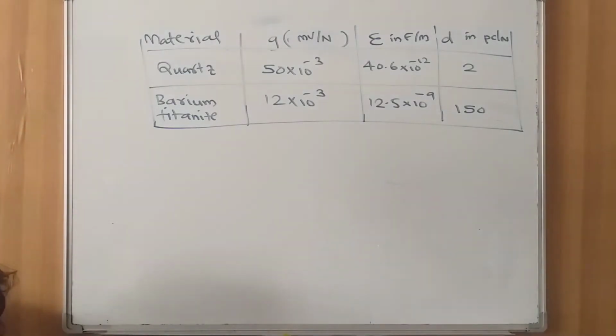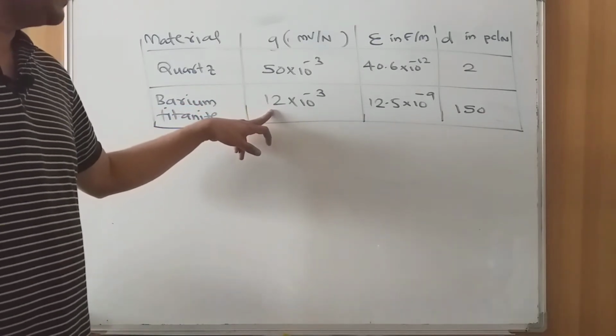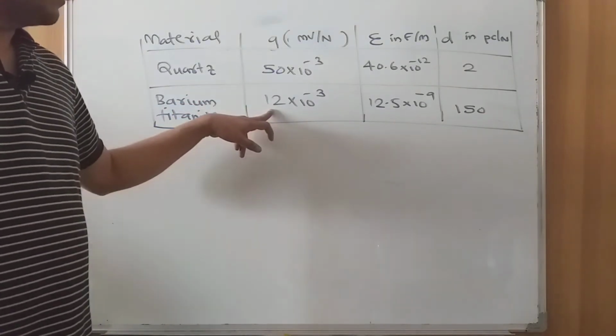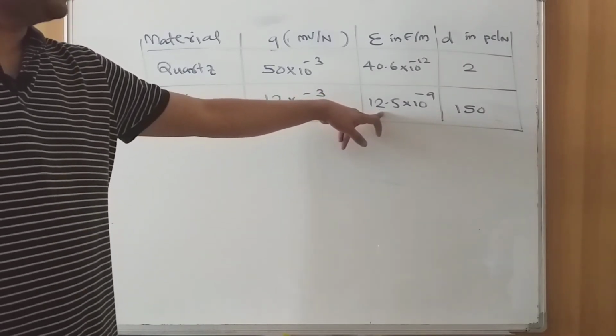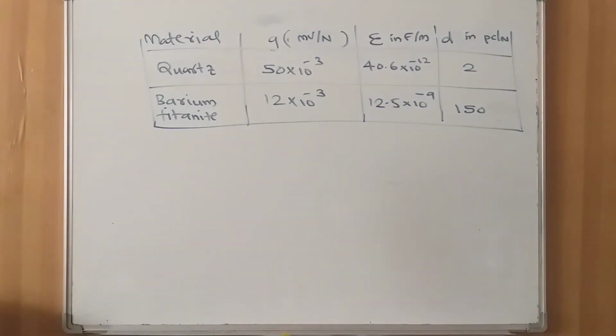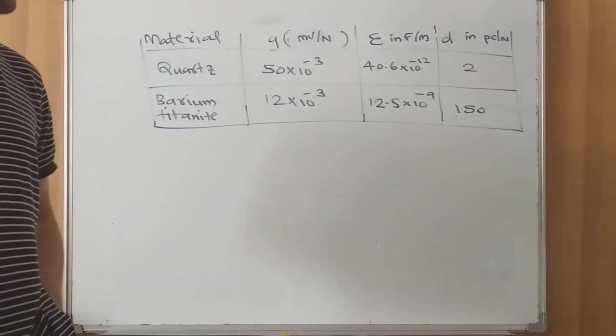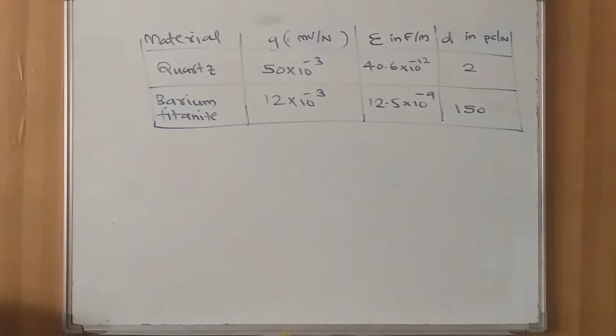In the case of barium titanate, the G value is 12 into 10 raised to minus 3. Then the epsilon value, which is the permittivity, is 12.5 into 10 raised to minus 9, and the D value, which is the charge sensitivity in picocoulomb per Newton, is 150 in this case.